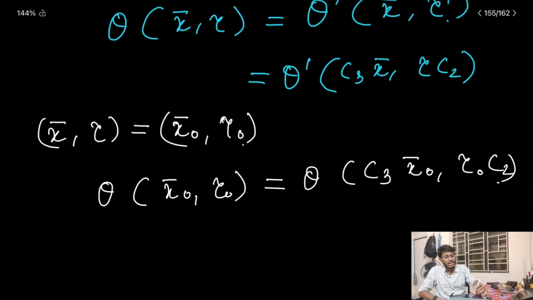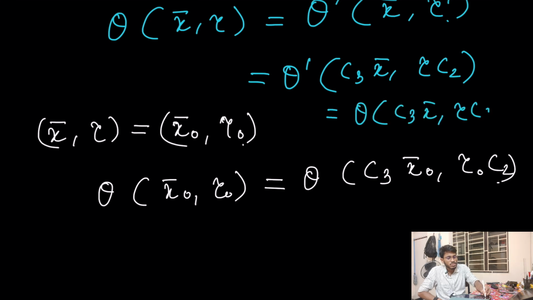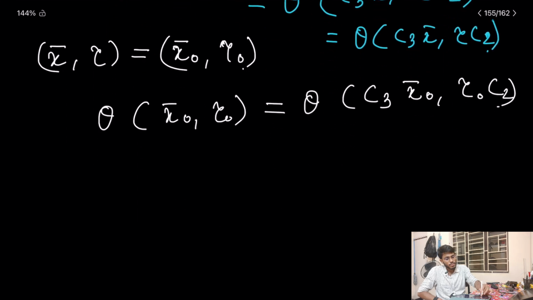Okay, the moment I am writing that my theta dash is a function of x bar and tau, then I can write this as also theta as a function of C3 into x bar and C2 into tau, because C3 and C2 are nothing but constants, and my theta is the function of x bar and tau, not the theta dash.